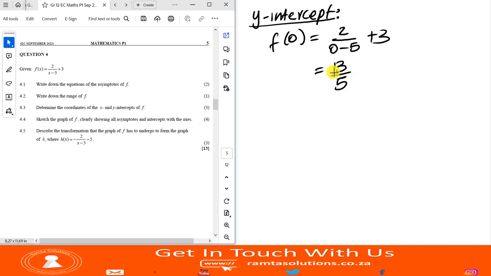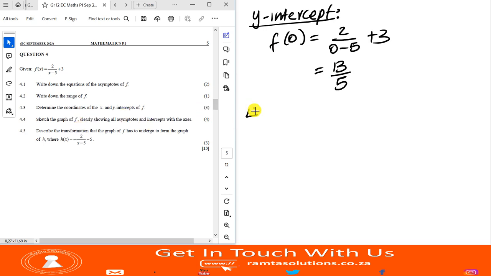What is 13 over 5? It looks like 2.6. Yeah, correct.